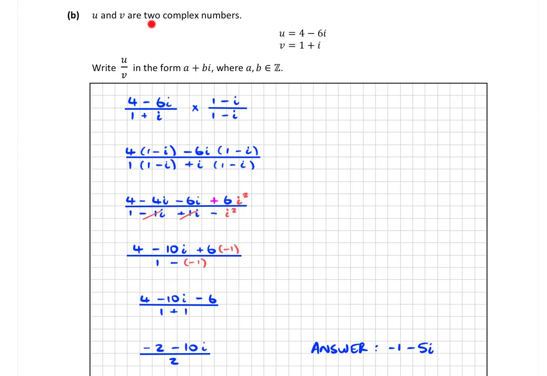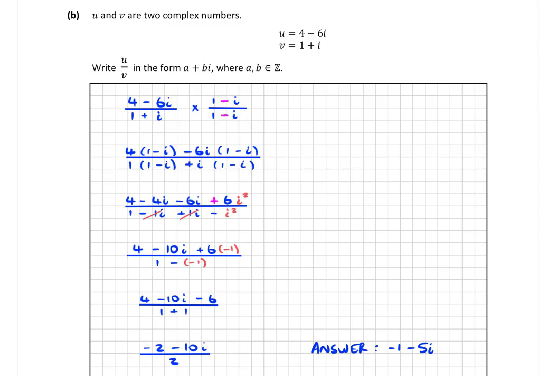Part B. u and v are two complex numbers. u is equal to 4 minus 6i, v is equal to 1 plus i. Write u divided by v in the form a plus bi, where a and b are elements of Z. So a and b can be integers. So you can see here we just laid that out. We put our u on top of our v, so the u value is 4 minus 6i, the v value was 1 plus i. In order for us to get rid of the denominator, what we do is multiply by the conjugate. So we take the denominator here and we change the imaginary part, so we put 1 minus i over 1 minus i.